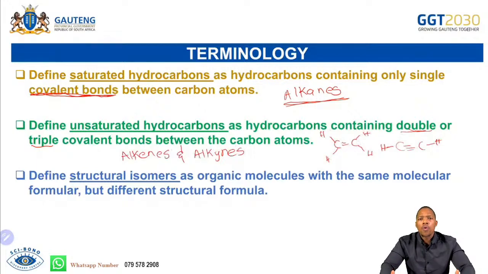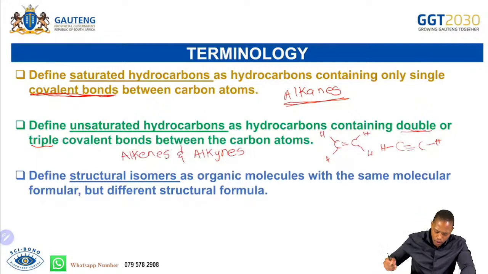When you are looking for an unsaturated hydrocarbon, you are simply looking for either an alkene or an alkyne. So it should be simple to identify this. Okay, another thing that we should be able to define are structural isomers. So we are going to define structural isomers as organic molecules with the same molecular formula but different structural formula.